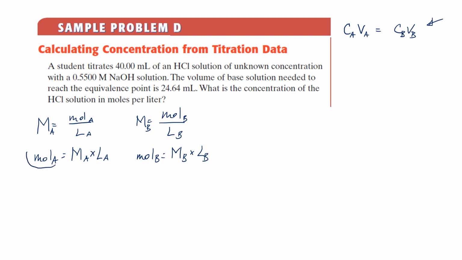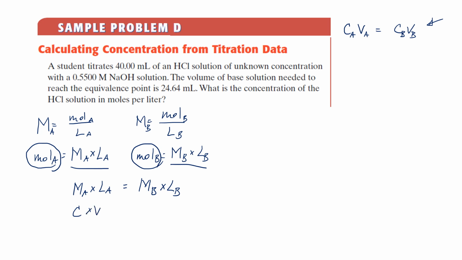And if you recall, the moles of the acid and the moles of the base should equal each other. That means we can make these two expressions equal to each other. So the molarity of the acid times the liters of the acid is equal to the molarity of the base times the liters of the base. So molarity is a concentration and liters is a volume. So here is our new equation.